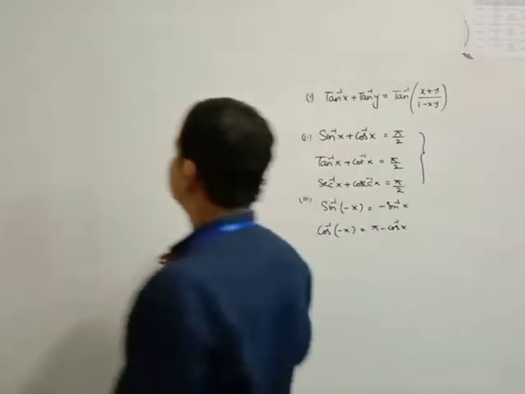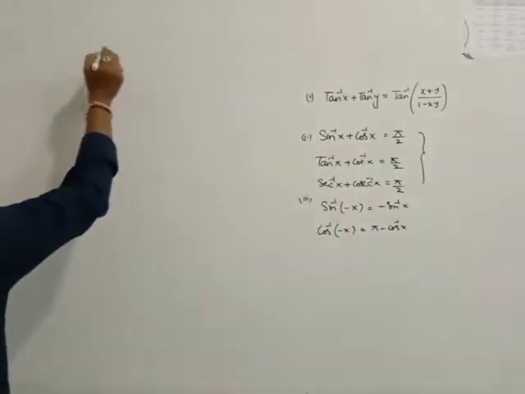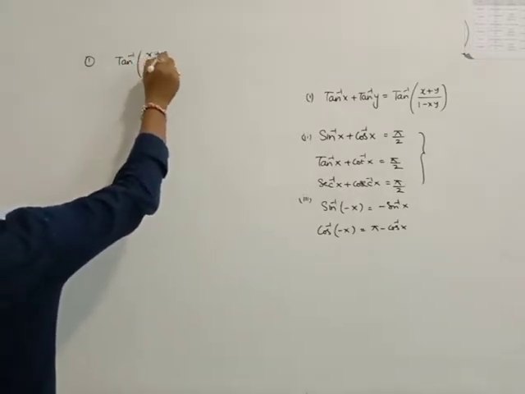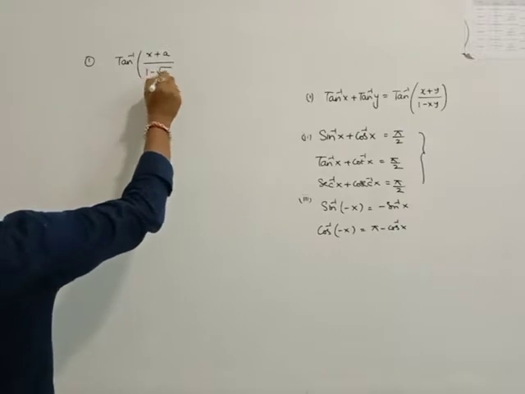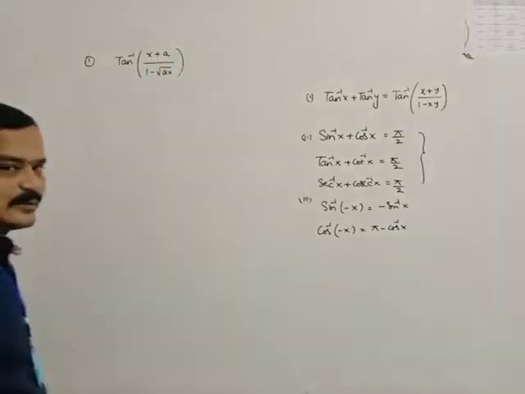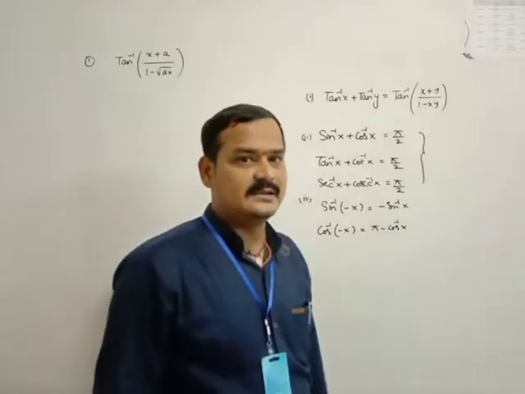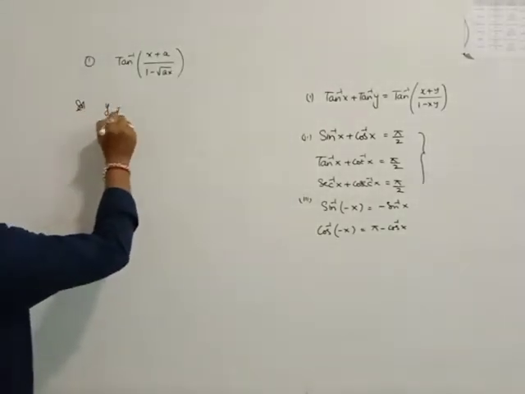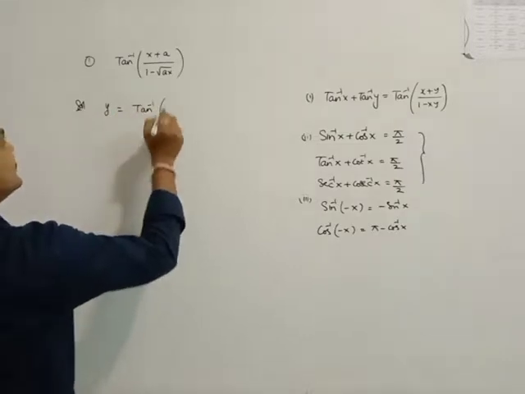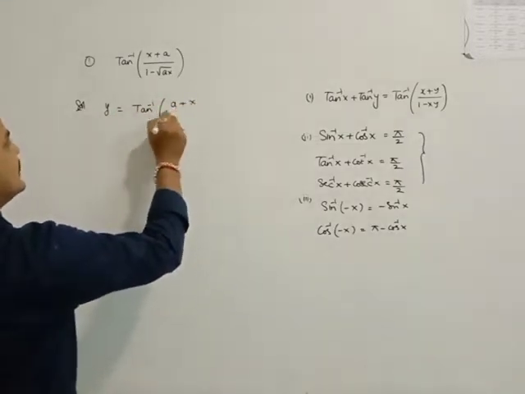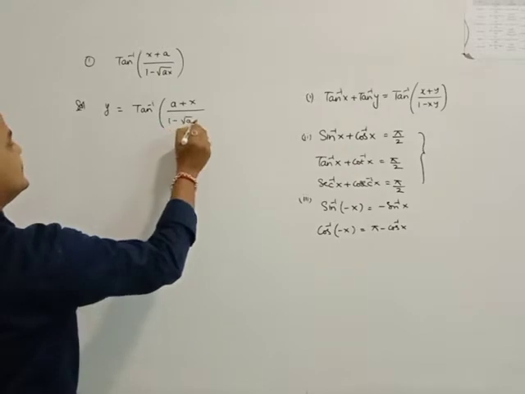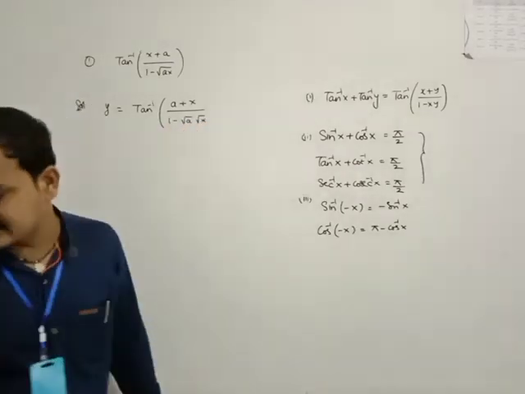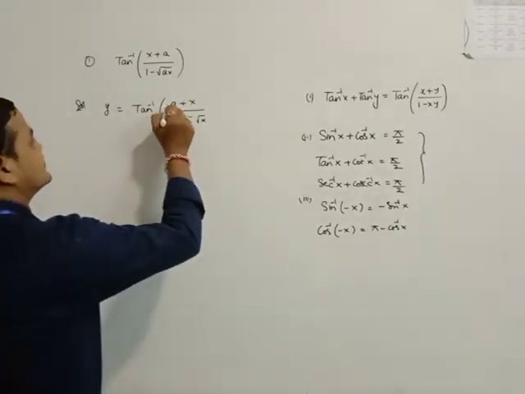The first one is: differentiate tan inverse of (x plus a) by (1 minus root a into root x). This is one of the problems in your exercise. Now how to simplify: first of all take y is equal to tan inverse of (root a plus root x) by (1 minus root a into root x).